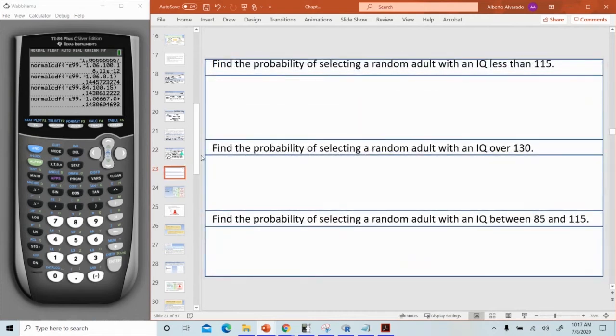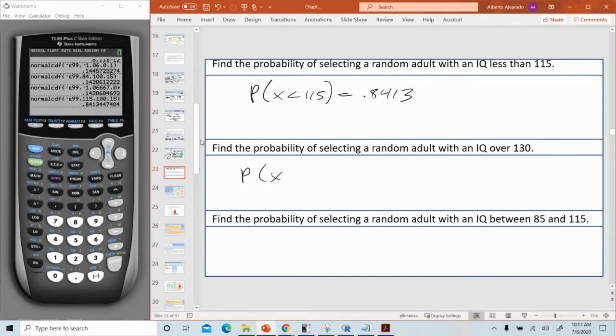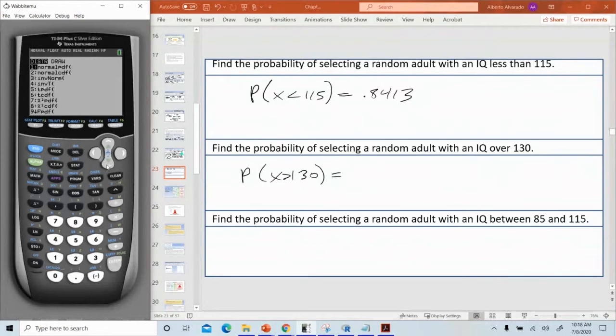Now I think we've done enough of these, so we're just going to get answers. The probability that x is less than 115 equals normal CDF, second Vars, normal CDF, with 115 as the upper. Mean is 100, standard deviation is 15, so we leave that there. 0.8413. Here, I want the probability that x is greater than 130. Again, normal CDF, second Vars, normal CDF of 130 to, this time, infinity.